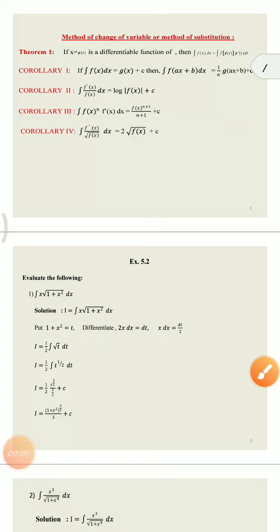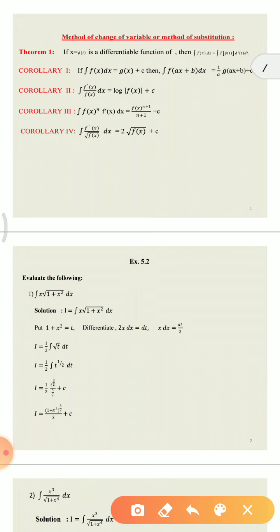Hello students, let me start the maths paper 1, 5th chapter integration. We have already studied the first exercise. Let us see the next one. The next type of integration is the method of change of variable, or method of substitution.